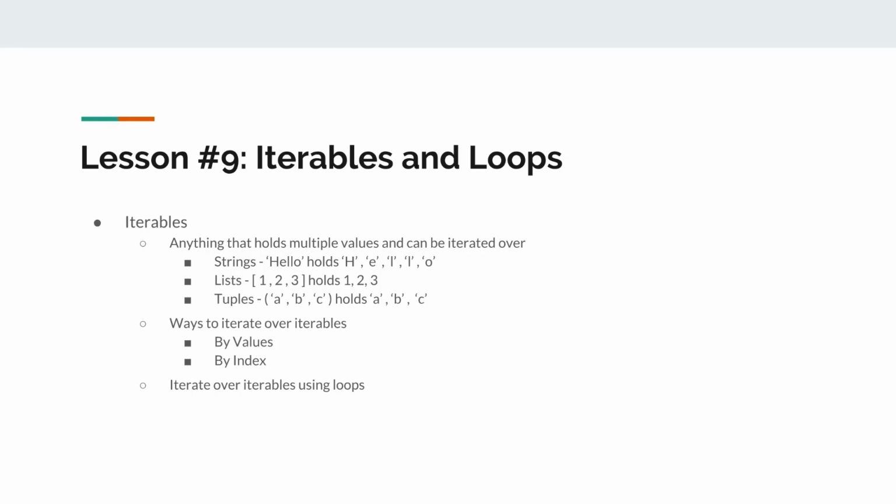We will look at 2 ways to iterate over an iterable. We can either iterate by value or by index. We can use both ways of iteration on strings, lists, and tuples. And how do we iterate over iterables? We do it using loops.